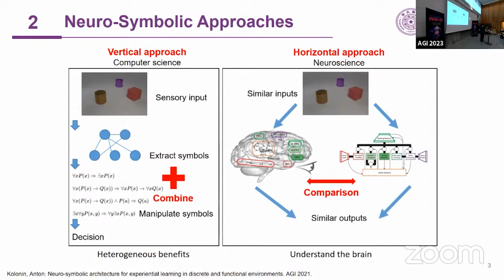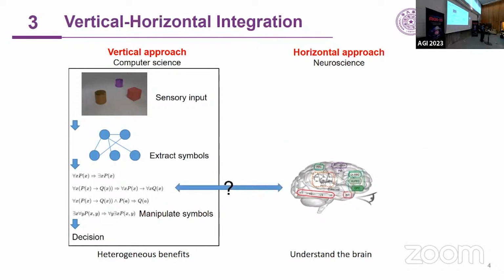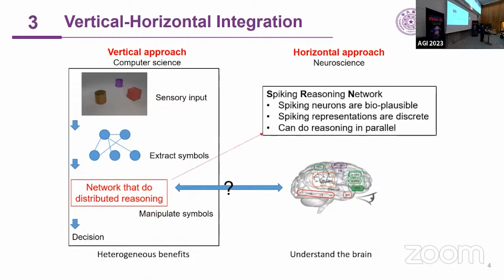So we want to develop an integrated framework that keeps the features of these two approaches. The problem is that the symbolic system can hardly be directly compared with our brain or biological data. So we should find a network that can do reasoning. We call the work the spiking reasoning network because we choose spiking neurons, which are very biologically plausible. And the spiking representations are naturally discrete and can be regarded as symbols.